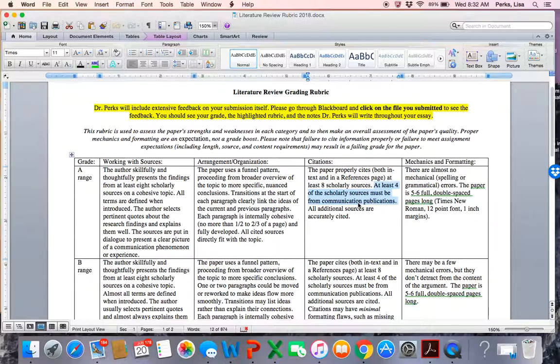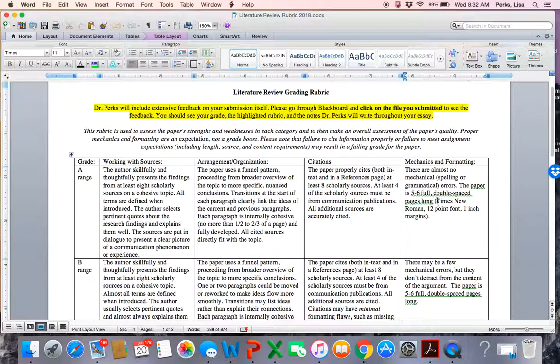publications, if you got them through the Communication and Mass Media Complete database, it is a communication publication. So if you're doing only Google Scholar, you might not know if a journal is part of the communication discipline or not. So go through the databases to be sure for at least 4 of your sources.